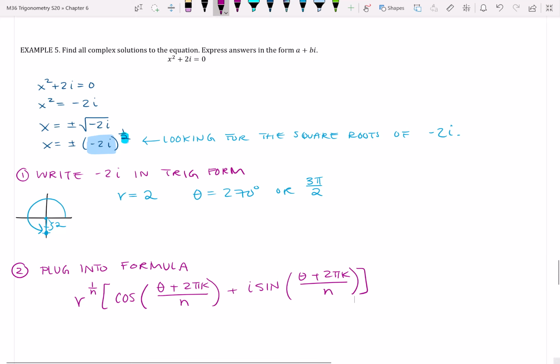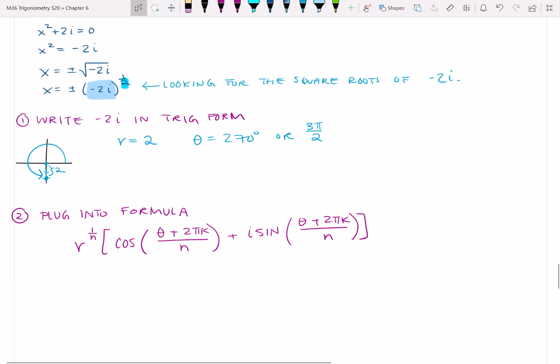And so let me ask you this. Up to what value is k going to go? So remember, it goes up to n minus 1. My n is 2, and so it's going to go up to 1. And so my k is going to be 0 up to 1. So k equals 0, k equals 1. And again, my n is 2, so we're going to plug in two values of k, so 0 and 1. We're going to have to plug it into there.